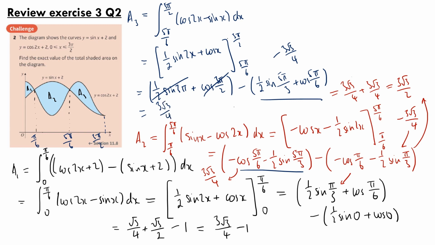And so, adding all these areas together, A1 plus A2 plus A3 is equal to 3 root 3 over 4 minus 1, and then plus 3 root 3 over 2, and then plus 3 root 3 over 4. So we're left with 3 root 3 minus 1, and that is our final answer.